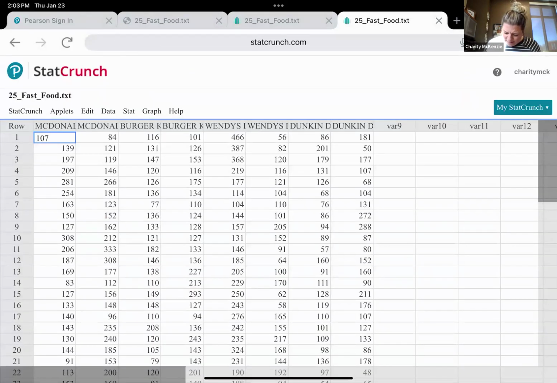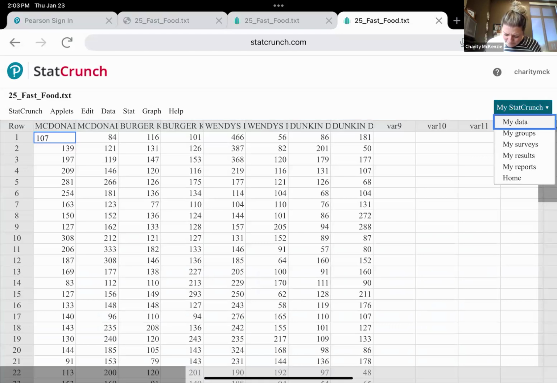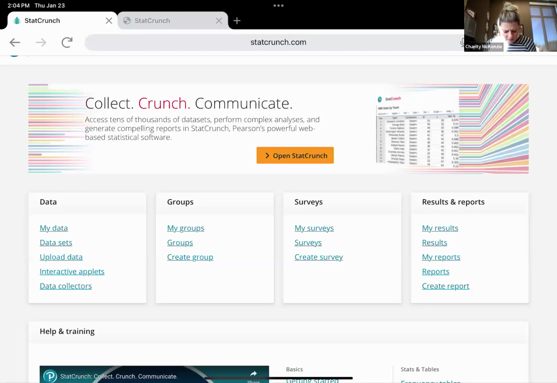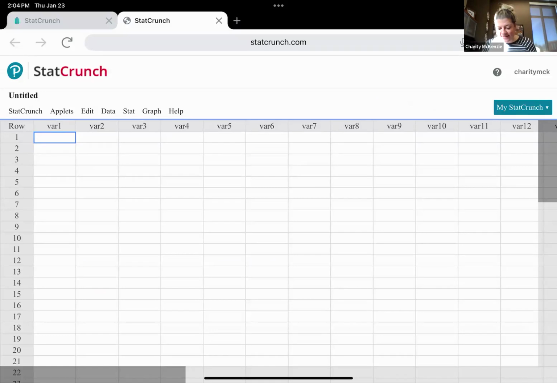Was it going to let me go? Where can I just do a new one? Hold on, let me pause my video and get this to clear. Okay, so I teach from my iPad, so it's a little bit different. So you might see this where you open StatCrunch like this, and you'll see data values and stuff when you click from Pearson, and then it should open blank like this one, untitled, unless you're opening a data set from your homework or from me.